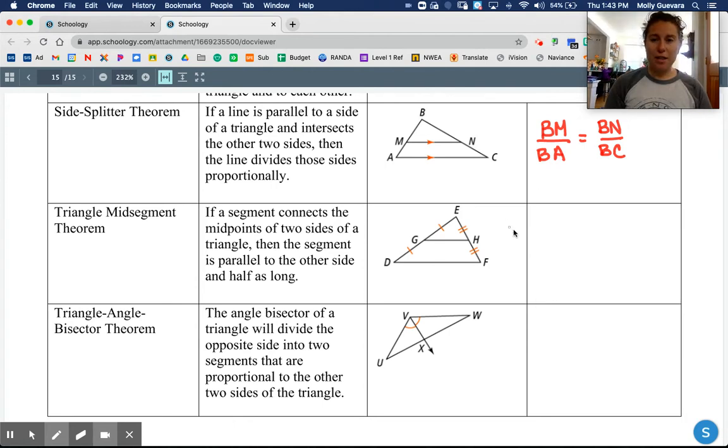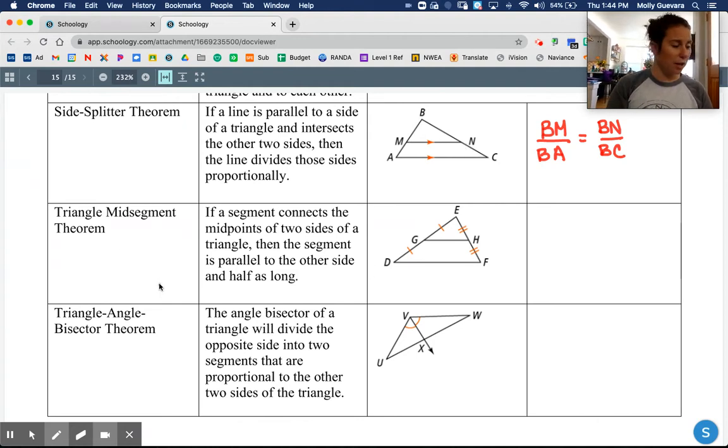Okay, and again, you can reverse those proportions. You can say BM over BN equals BA over BC. You can say BA over BM is equal to BC over BN, right? There's all different ways that you can make up those proportions.